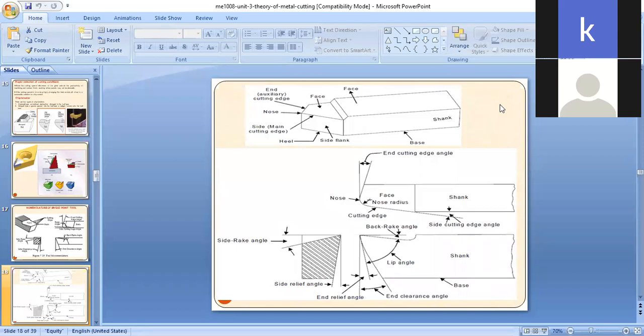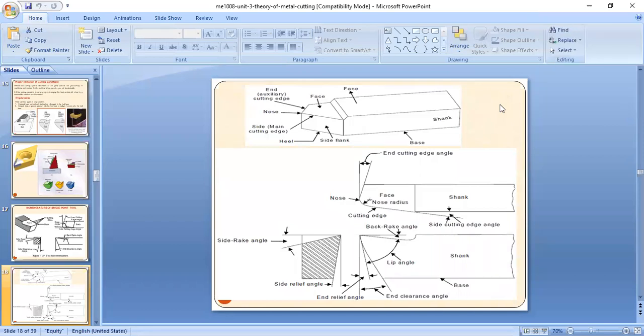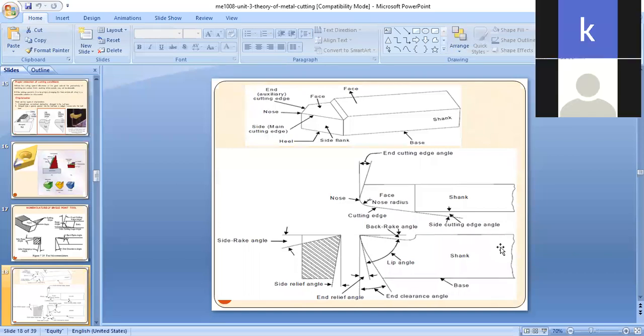the diagrams already I told you what is the end cutting edge angle and the side cutting edge angle, the nose, what is the cutting edge, and here already I told you in one of the diagrams we have to show the back rake angle and the included angle. Here the lip angle is also known as included angle.